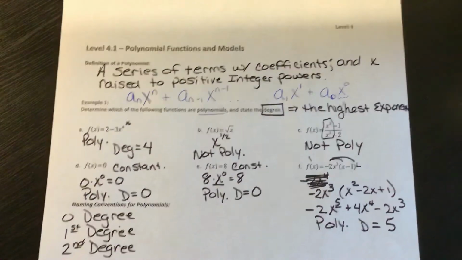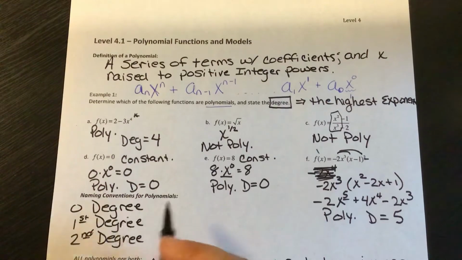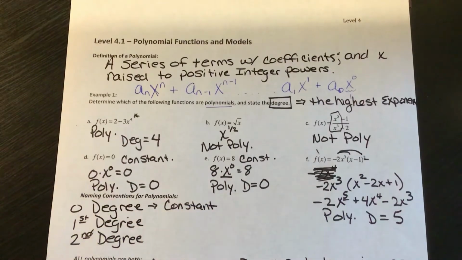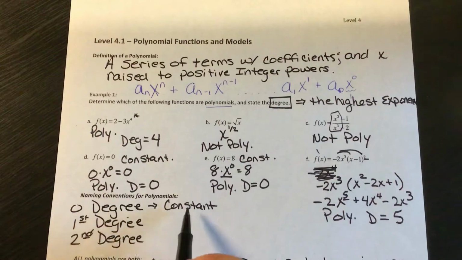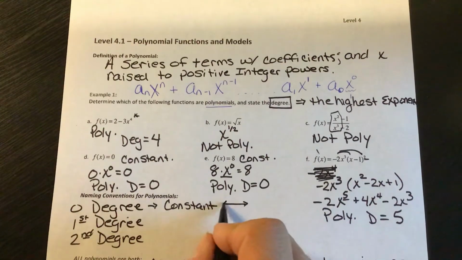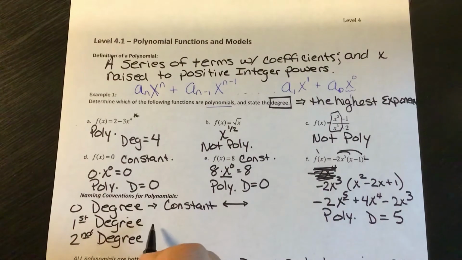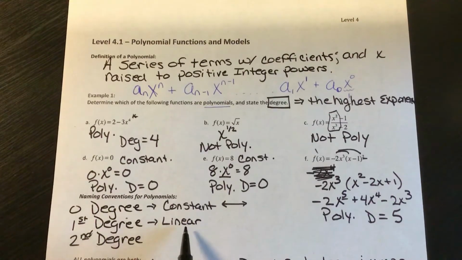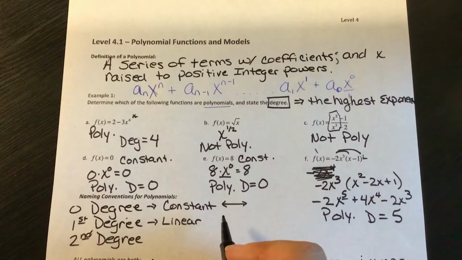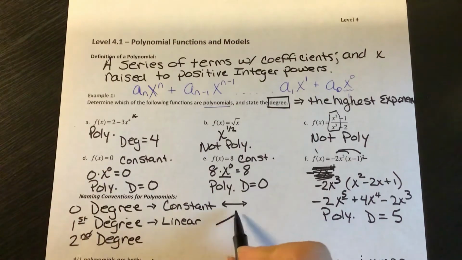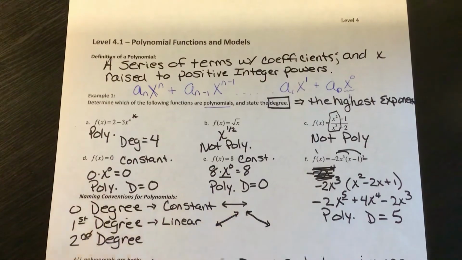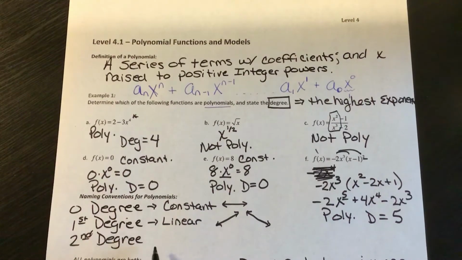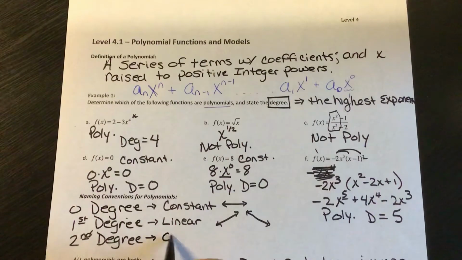So we have some special names for some polynomials. If it is a 0 degree, I mentioned above, it's a constant. And the graph of a 0 degree polynomial or a constant is just going to be a horizontal line. First degree is linear. If I have something x to the first power, this one is going to be some kind of line, depending on if it is a positive or a negative coefficient of x. And a second degree is going to be a quadratic.